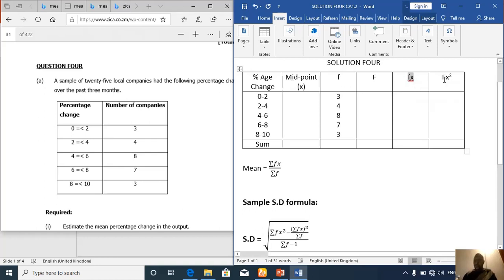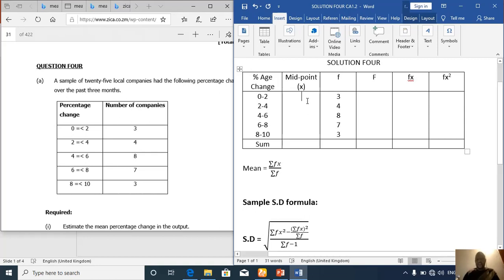All right, now this other one, the fx squared column, also arises because the standard deviation formula will require us to calculate fx squared there. Now, if data is given as grouped data, for you to get the x value, you need to get the midpoint of the groups or the classes. And we did this in our earlier video on statistics, measures of centrality. You need to get the x value.